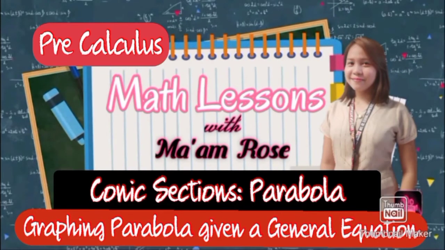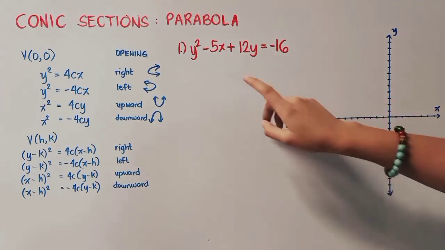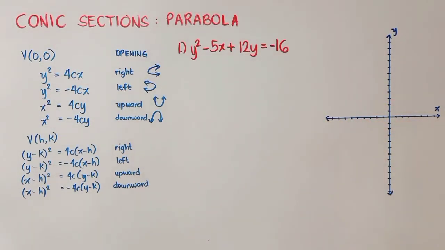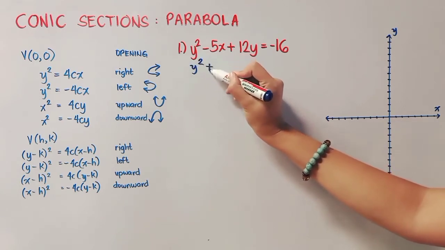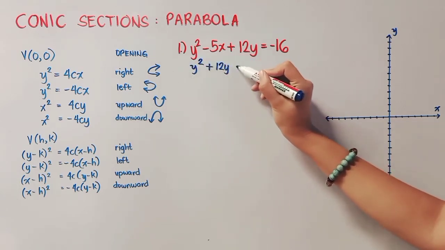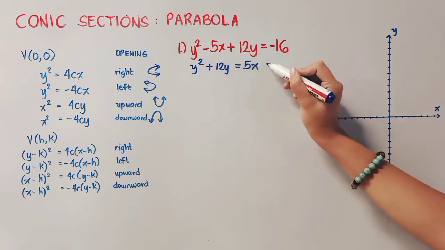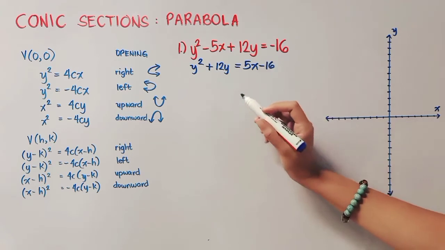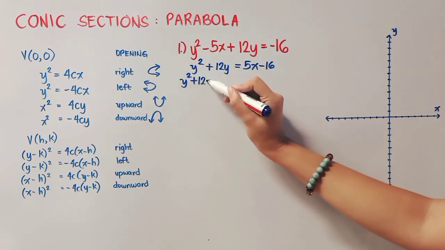In this video, you will learn how to graph a parabola given a general equation. We have here number 1. Notice that y is raised to 2. That means all terms with variable y will be placed on the left side. That's y squared plus 12y is equal to the rest of the terms placed on the other side. So from negative 5x it became positive 5x, and we just copied negative 16.